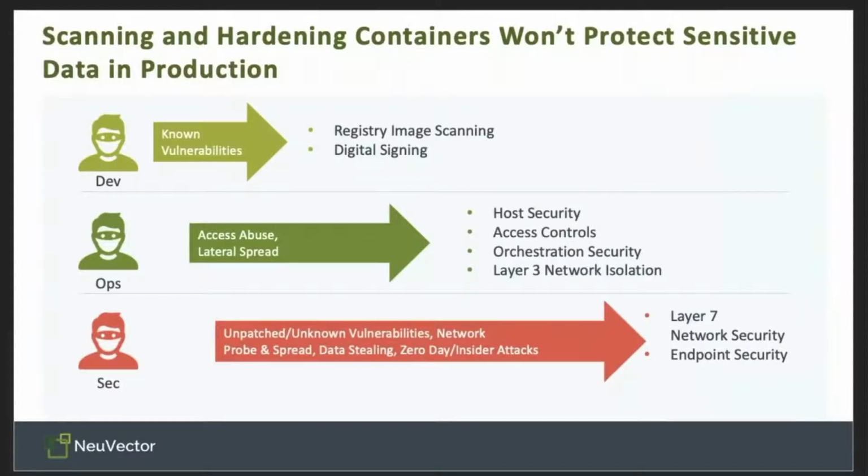But let's see what a full lifecycle, complete solution looks like. You can divide that into 3 layers. For the developer side, you need to have strong registry image scanning. You want to have digital signing. For the operation side, you want to have host security, configuration checks, auditing, compliance, and some basic layers with network segmentation, right? And for the security side, for production, you want to be able to have real layer 7 protection, not just a legacy iptables-based solution. That won't work. That won't scale, by the way.